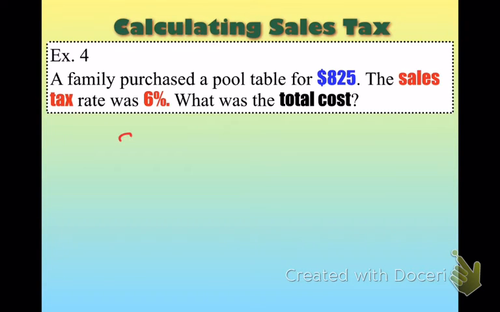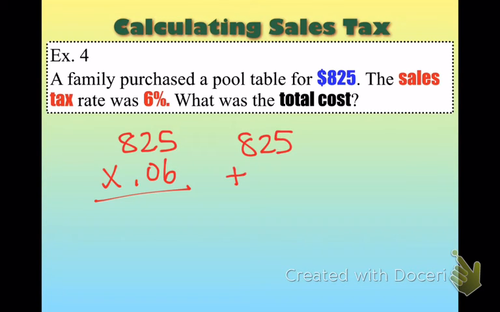So I'm just going to do $825 times 0.06, and take my $825 and add the taxes. So what is $825 times 0.06? I get 49.5 in the calculator, but that's money. We're talking about two decimal places, so it's 49.50.